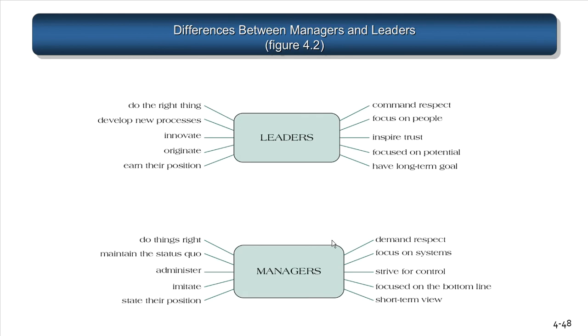Okay, so here you see the do the right thing versus do things right. Leaders do things that are new, whereas managers maintain the status quo. Leaders innovate, managers administer or imitate, earn their position, state their position. So there's a difference between a leader and a manager, and they have their own roles in the company. So you could ask yourself, are you a project leader or are you a project manager? It depends. It depends on the nature of the project.